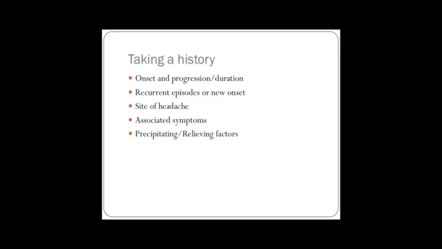The site of the headache. Certain types of headache are unilateral. For example, migraine is often unilateral, as are cluster headaches, whereas tension-type headaches tend to be more generalized. And then if there are any other associated symptoms, for example, aura before a migraine. I'll come on to that a bit more when I talk about migraine. And if there's anything which precipitates it or relieves it.